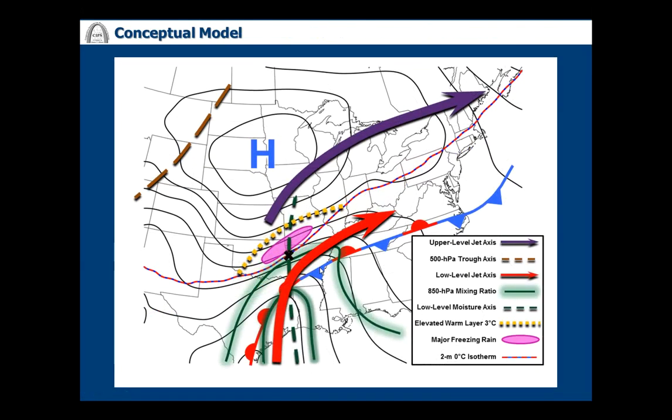Just to sum everything up with a little conceptual model at the max coverage time: your high pressure at the surface, your trough out to the west and the main trough, upper level jet streak, low level jet streak there, and the area of freezing rain in pink. The yellow represents the 3-degree C elevated warm layer temps. The green dashed is your low-level moisture axis, analyzing the mixing ratios, which are solid green. And then you have your quasi-stationary front located to the south.